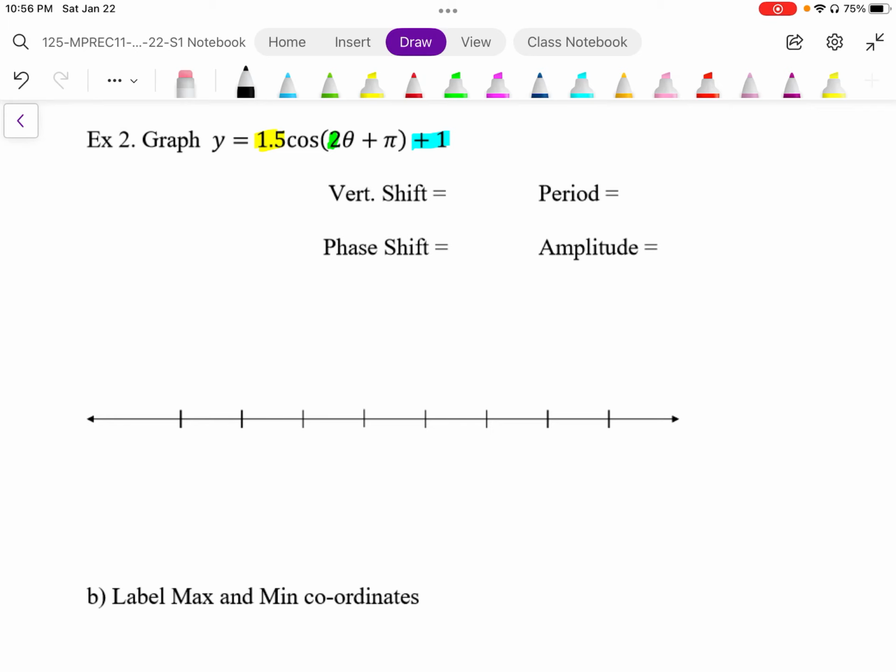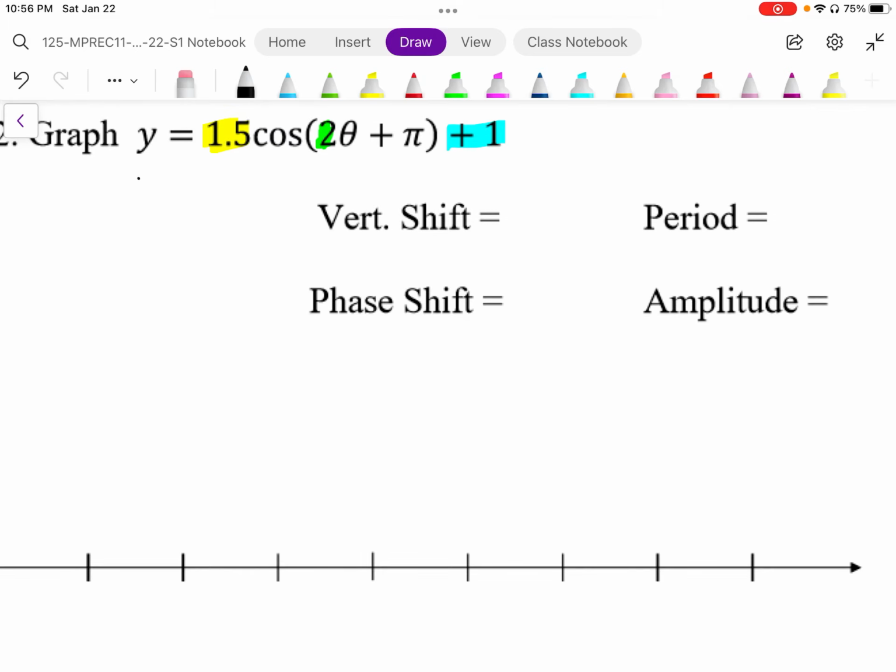So that's the first thing I'm going to do. I'm going to rewrite this equation, and I'm going to factor out that 2. So I end up with theta plus, factoring, I'm going to divide that term, so I end up with pi over 2, and that represents my shift.